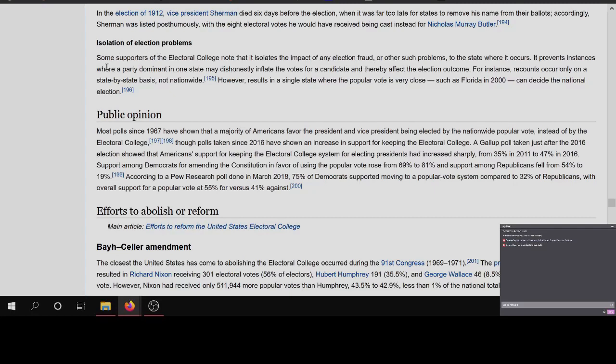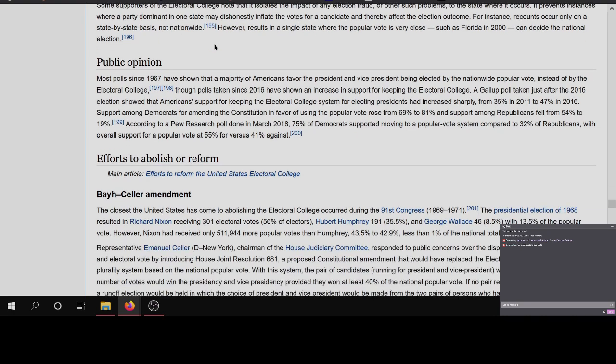Isolation of election problems. Some supporters of the Electoral College note that it isolates the impact of any election fraud or such problems to the state where it occurs, and prevents instances where a party dominating one state may additionally inflate the votes for a candidate and therefore affect the election outcome. This is isolation of election problems, state by state. All right, have 5 minutes.